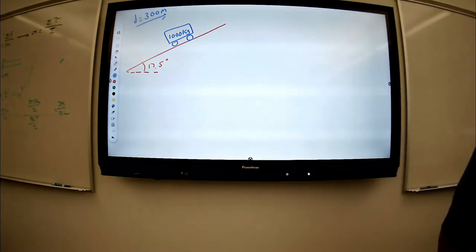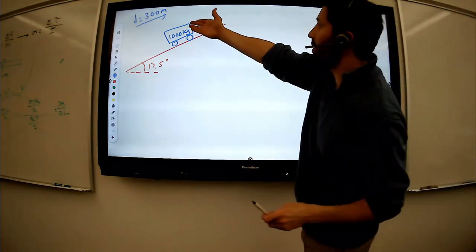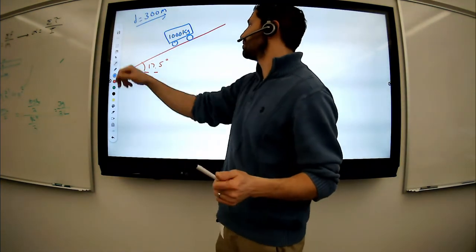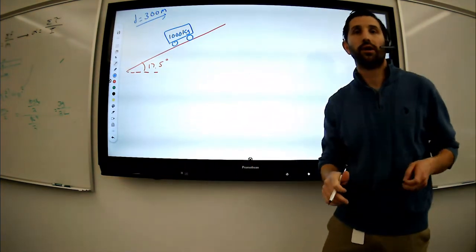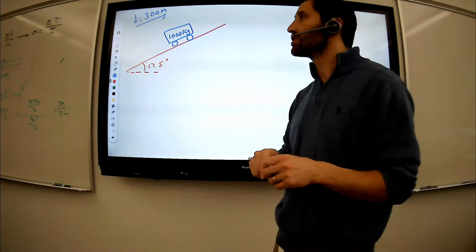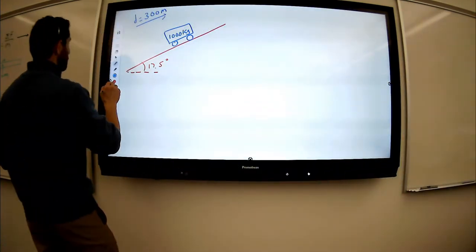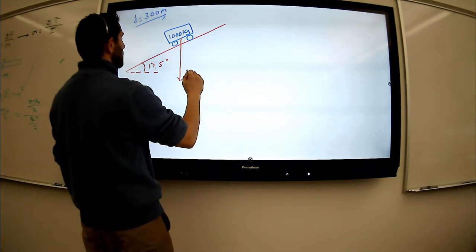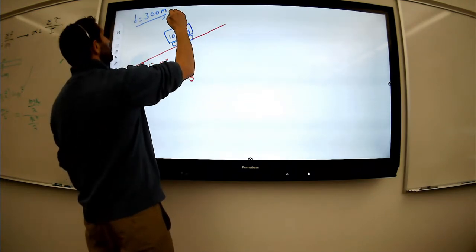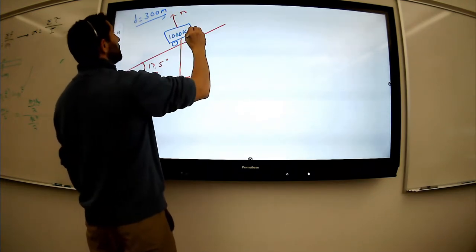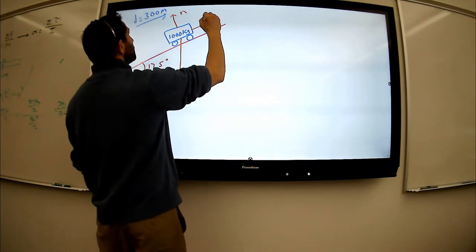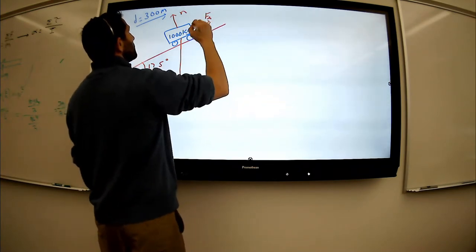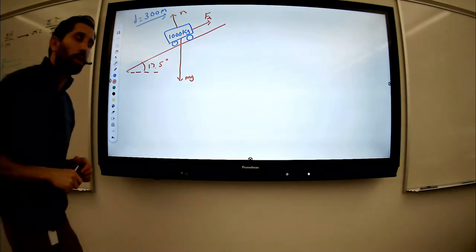Okay, so the first thing we want to do, we have the car here being pushed up the incline 300 meters, 17.5 degree incline. First thing we're going to do is draw forces acting on this thing. So what we have is the force of gravity, which is in this direction. We have the normal force, which is in this direction, and we have the applied force. We're going to leave the force of friction out for now, since it says to ignore friction in part A.